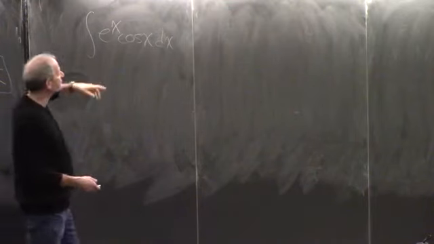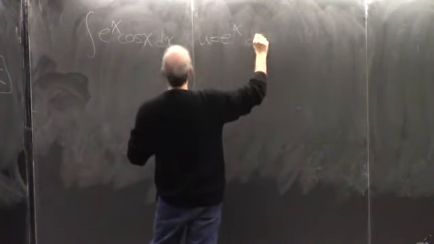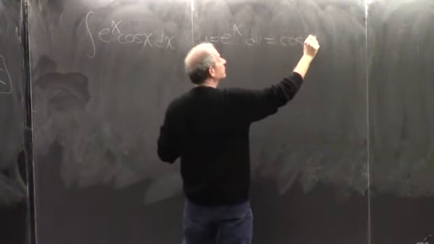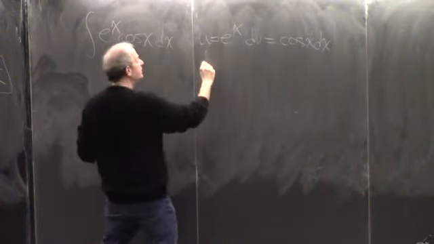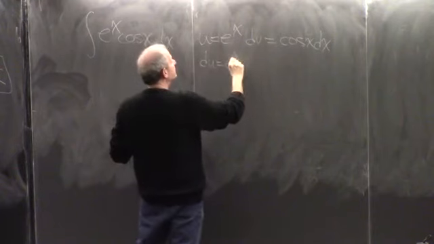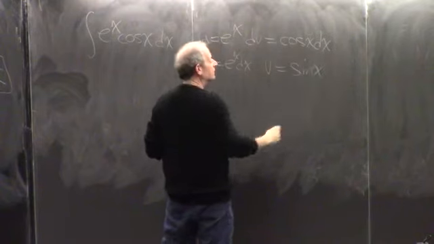Let's do this one. Well, it doesn't really matter which one I pick. See, the problem is, the derivative of e to the x is e to the x, the integral of e to the x is e to the x, so I don't seem to be getting anywhere. But when I do sine and cosine, it just kind of flips back and forth. So how the heck am I going to do this one? Well, let's see. Let's let u equal e to the x, dv equal cosine x dx, du equal e to the x dx, and v equal sine x.